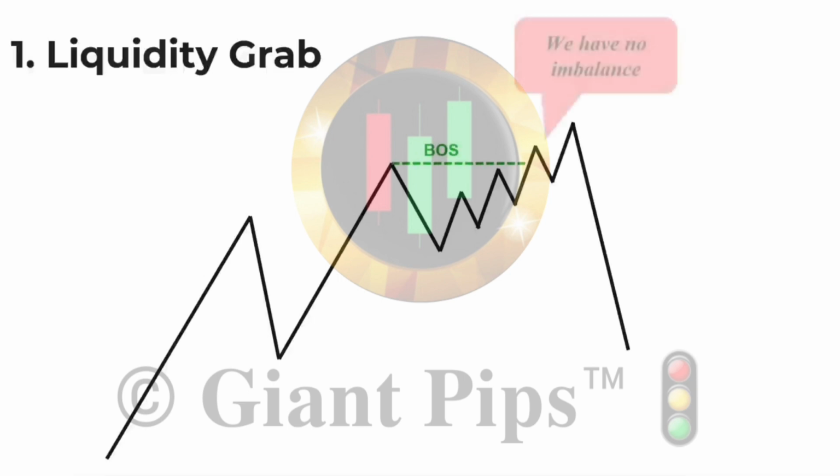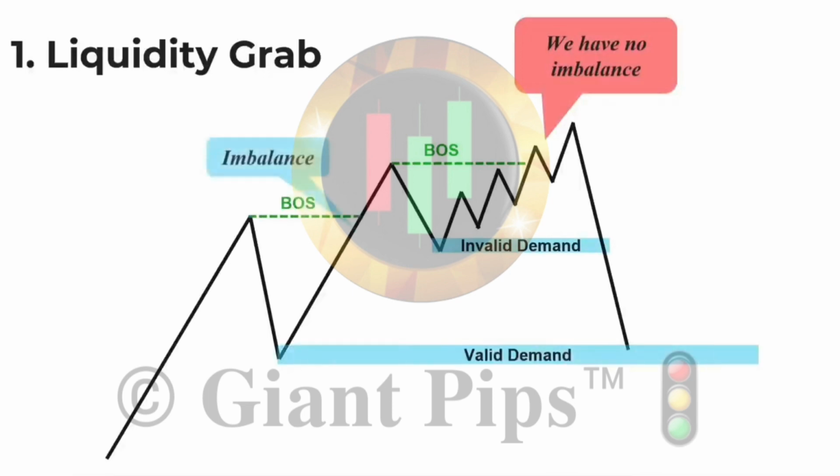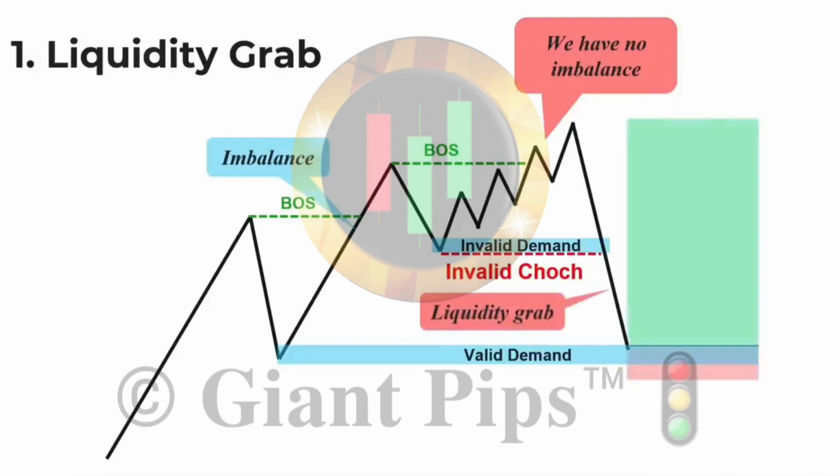Here we have a valid break of structure but no imbalance. But looking to the left, we have a perfect unmitigated demand zone with a break of structure and imbalance. So if the market breaks through this level, we would not take it as a change of character, and instead, we look for buying opportunities in the demand zone.